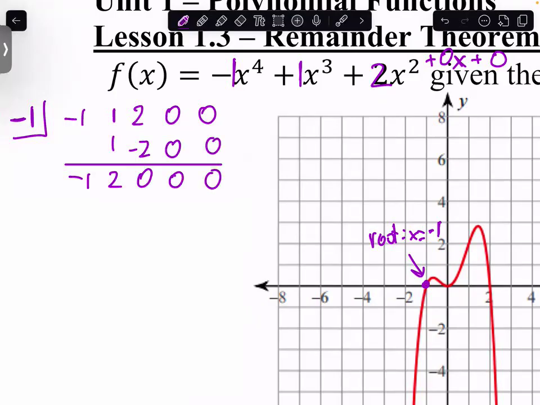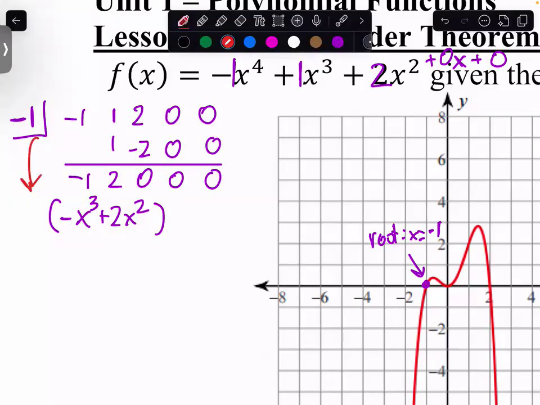Okay, so we do indeed have a remainder of 0. Because we started with x to the 4th, that means that this will get knocked down to x to the 3rd. Right, so negative x to the 3rd plus 2x squared. Okay, and no x, no constant, no remainder. And then don't forget, when we're factoring, you need to turn this into its own factor. So again, if negative 1 is a root, the corresponding factor is x plus 1.